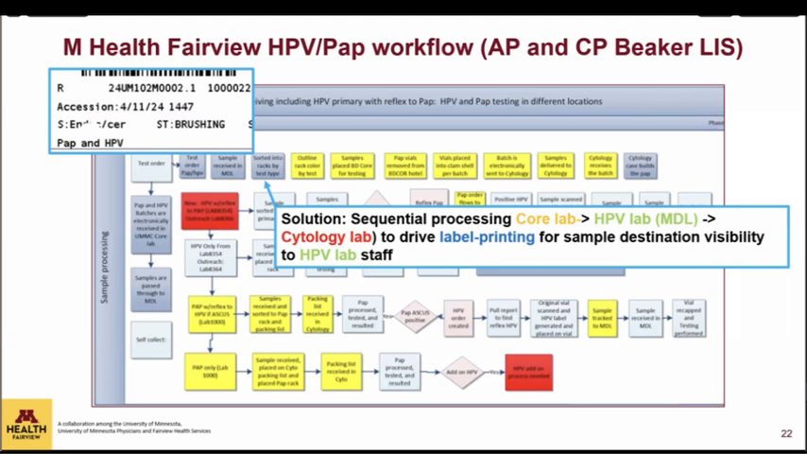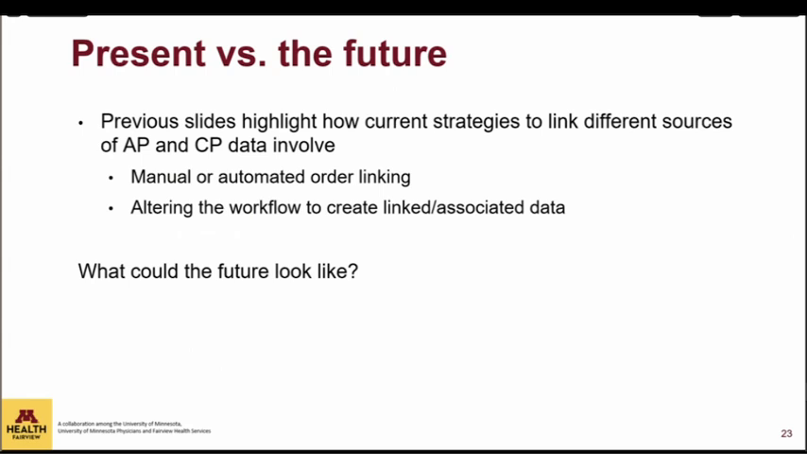And then, additionally, we've had to model our workflow and build to be able to get this AP and CP data displayed in an integrated way that can actually allow the lab to do their work. So those slides, I hope, highlighted how we do have some current strategies to link different sources of AP and CP data, but they really today involve highly manual processes. In some cases, we can still benefit from automated processes, and then in some cases, adjusting the workflow to actually create the integrated data view we need.